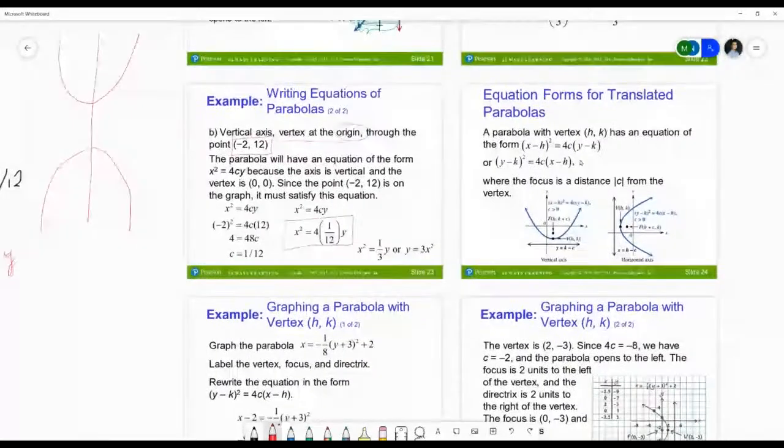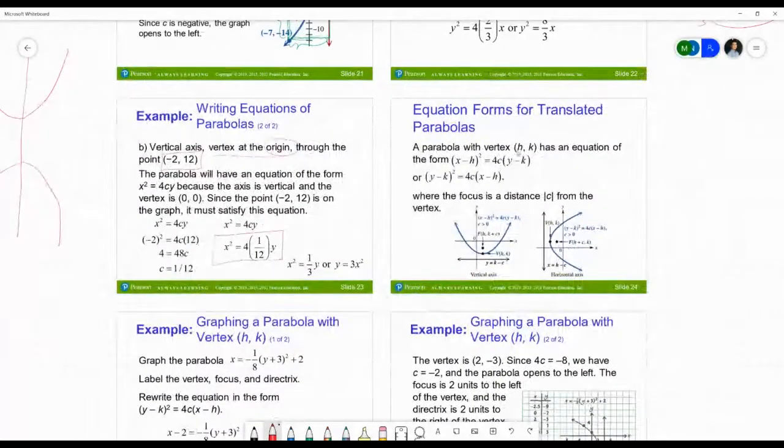Okay, so here we go. We talked about the vertex. Where is that h, k? All you have to do is remember that h goes with x and k goes with y. And both of them are not squared. Only one of them is squared.